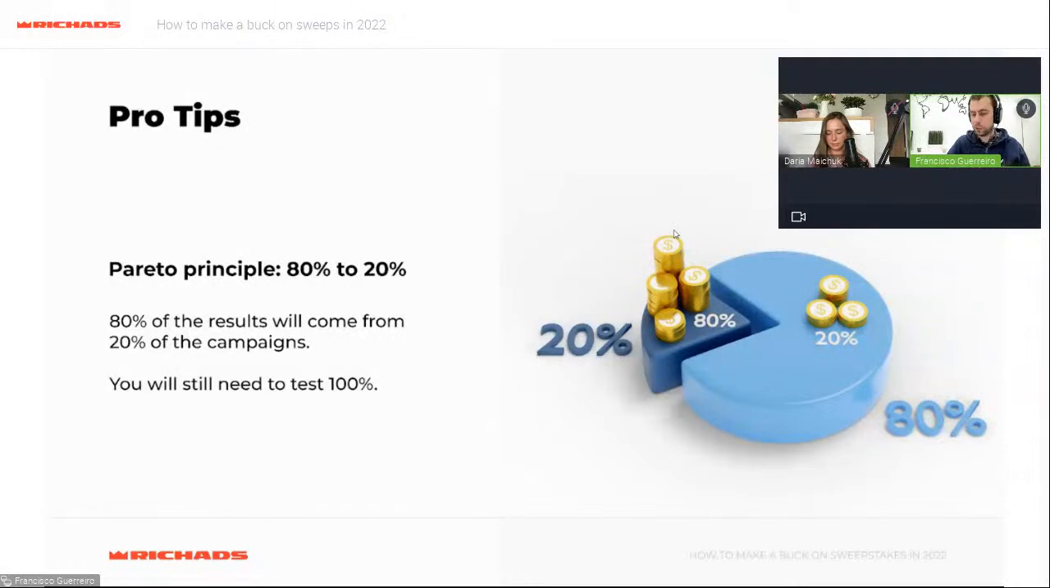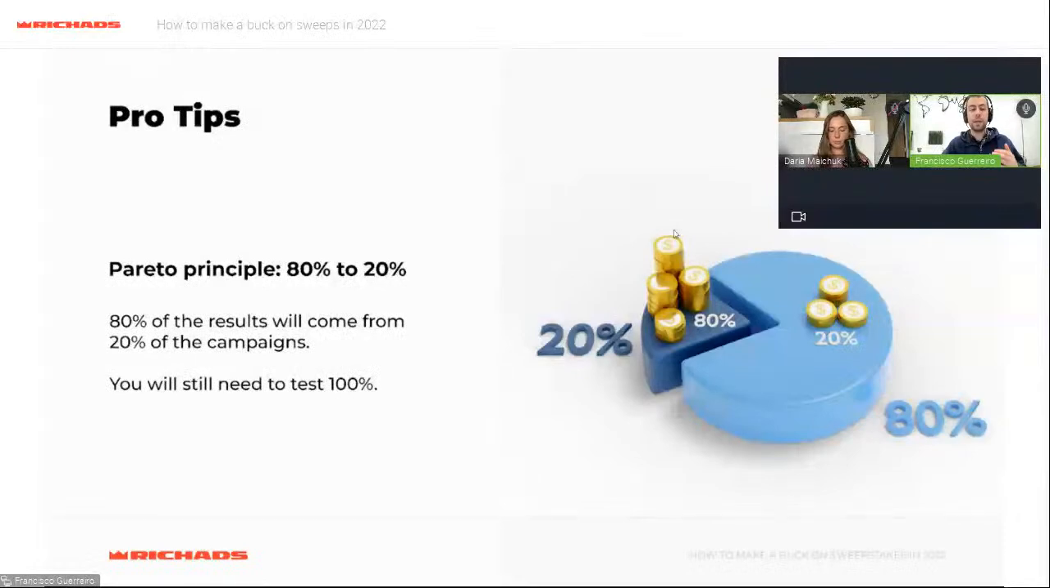So be aware of this rule, because I understand that it can be demoralizing to see a lot of campaigns failing, but this is normal in this industry. It's normal that you see much of it fail, but then 20% of it is really profitable. So it's important for you to test as much as possible in order to find that 20% of really good results.